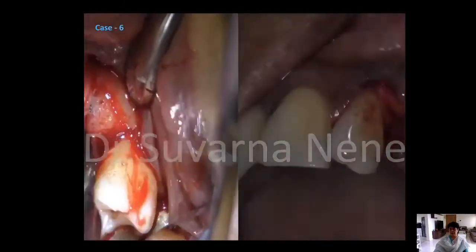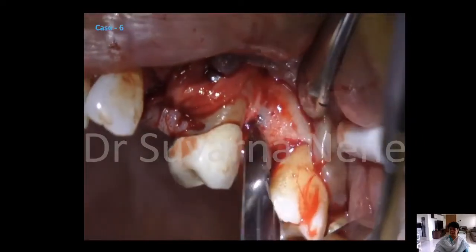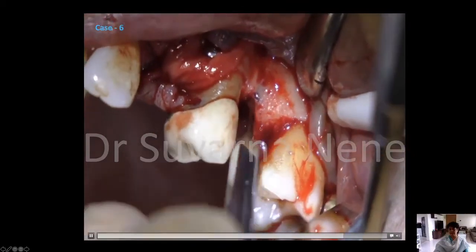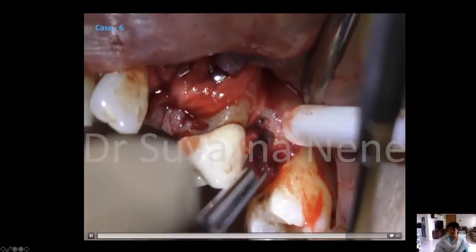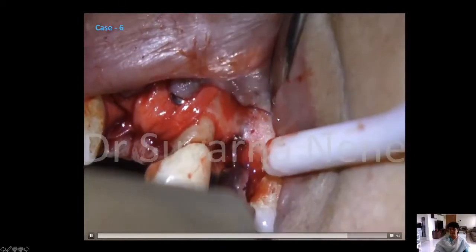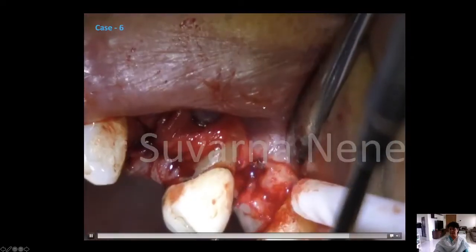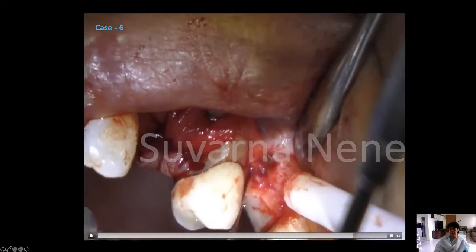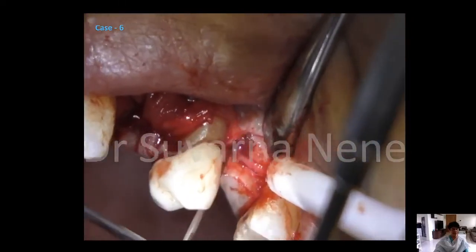You can see how much bone is created over that implant, and that's the specialty of the ankylosed implant. You go subcrestal, and this implant on the shoulder gives us good, stable, predictable results.